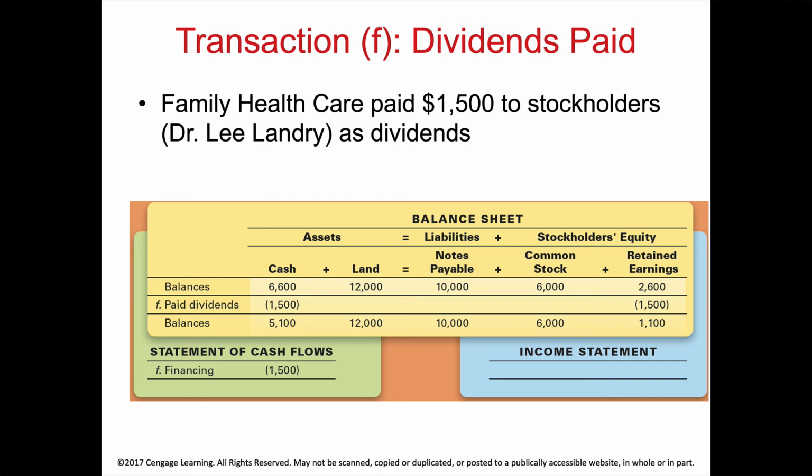And now, the last transaction that we need to record here is the payment of dividends. This is basically an owner's withdrawal, right? She paid herself $1,500. That reduced cash and reduced retained earnings. It did not have an effect on the income statement because dividends don't show up on the income statement, but it was a financing cash flow. Okay, a negative financing cash flow.